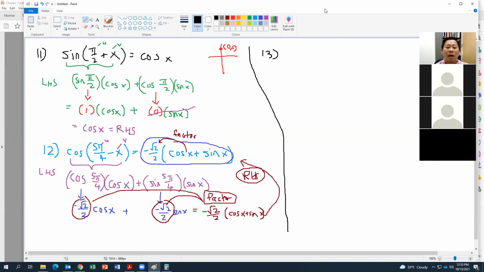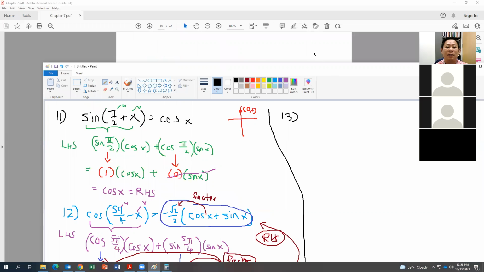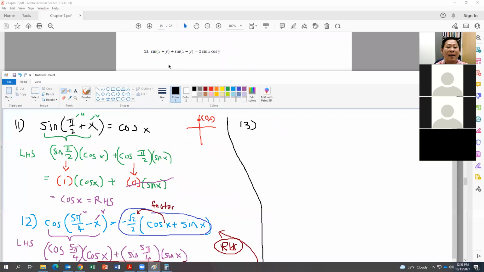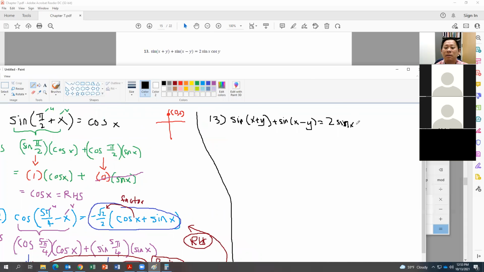All right, next, question number 13 and 14. These last two questions, we're going to do. So question 13, we have to prove that sine(x + y), again, this is a proving identity, plus sine(x − y) is equal to 2 sine x cosine y. So think about this. Where do you start?